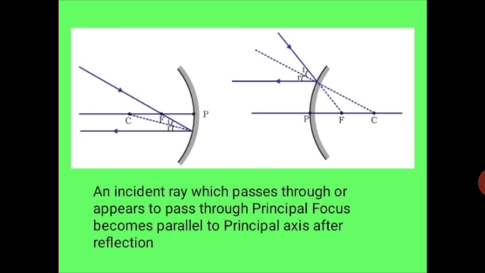Thus, any light that comes along the principal focus will always become parallel to the principal axis after reflection. If you compare this with the first diagram that we have seen, these are just contradictory to each other. When the light ray comes parallel to the principal axis, after reflection it will pass through the focus, whereas when the light ray comes along the focus, it will become parallel. So they are just the vice versa of each other.